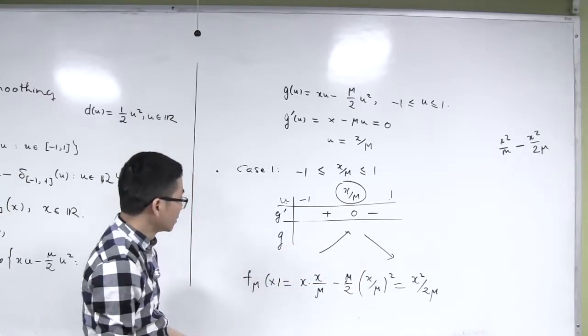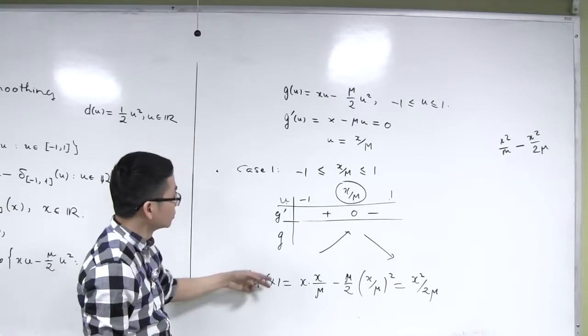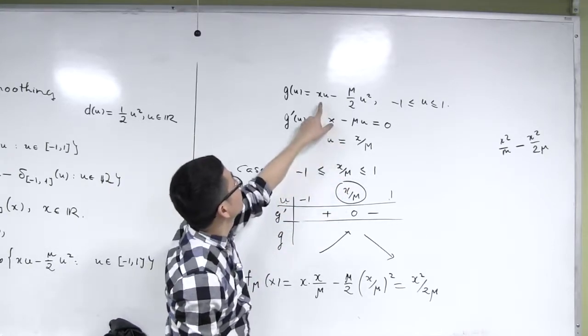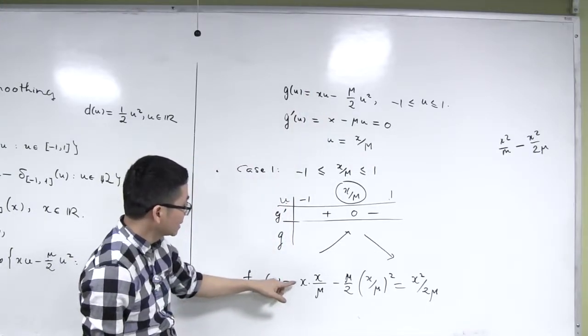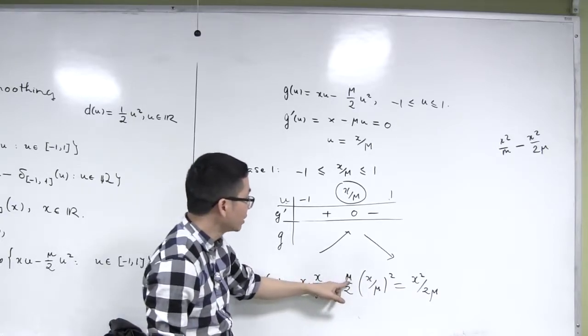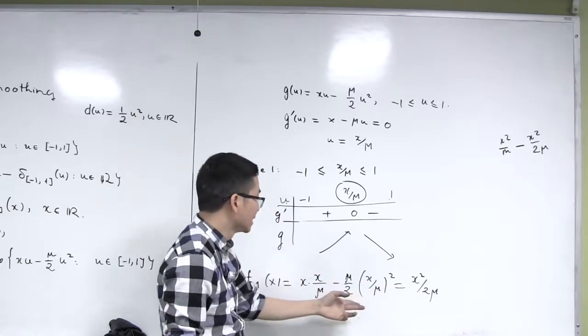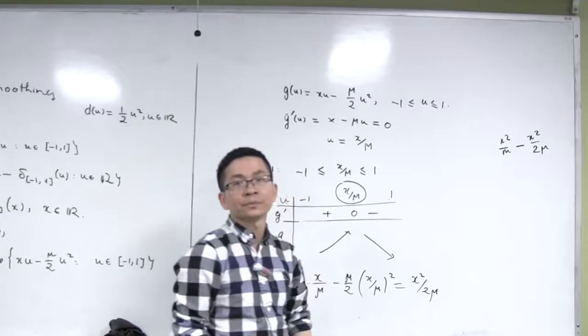Okay, so in order to find the function f, we only need to replace u by x over mu in the function g. So f mu of x is x times x over mu, minus mu over 2 times x over mu squared. And you can easily see that this is x squared over 2 mu.